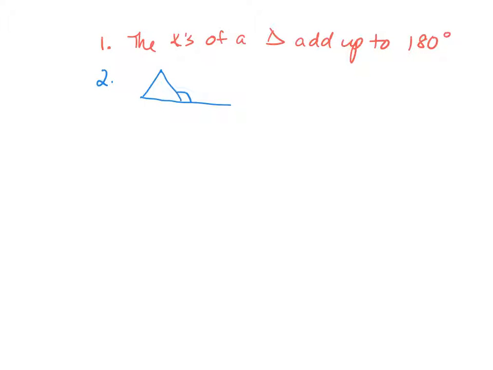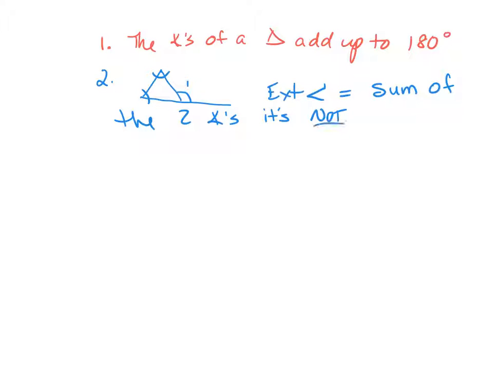An exterior angle, which is what that angle number 1 is. Does anybody know how to find it in that picture? Okay, so the exterior angle number 1 is going to be equal to the sum of the two it's not touching. Exterior angle equals the sum of the two angles it's not touching.